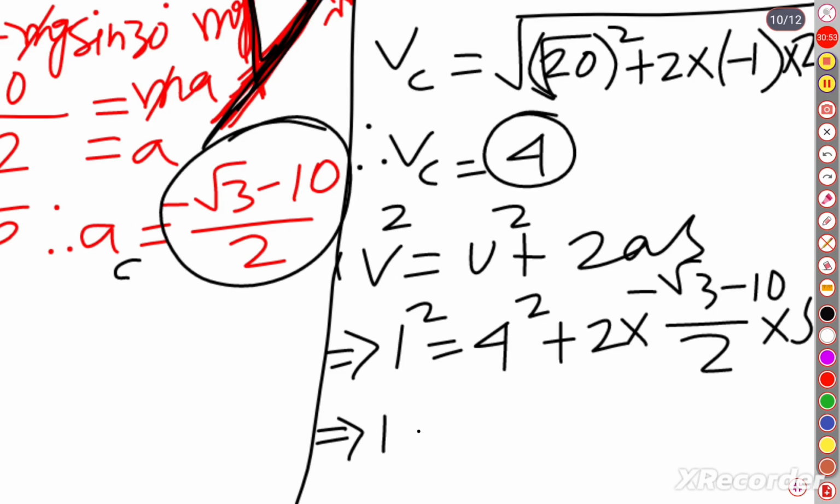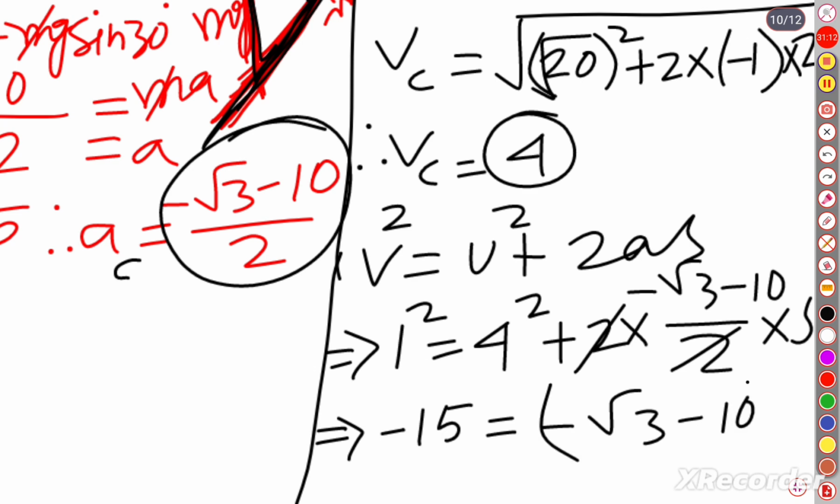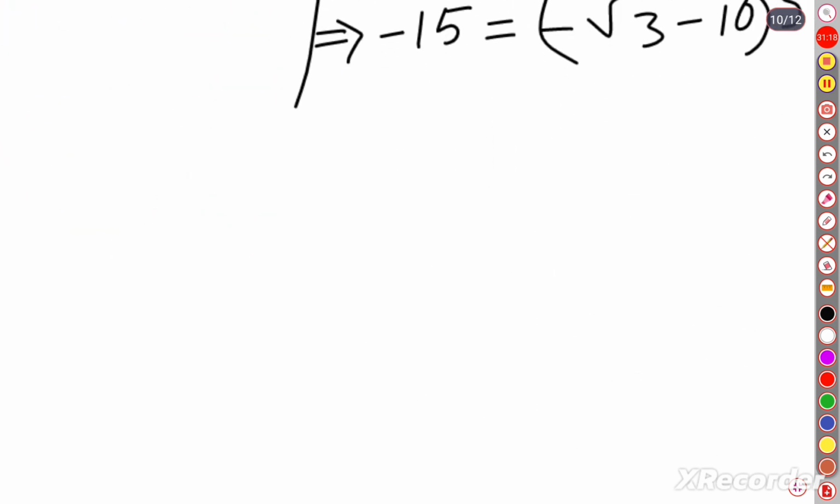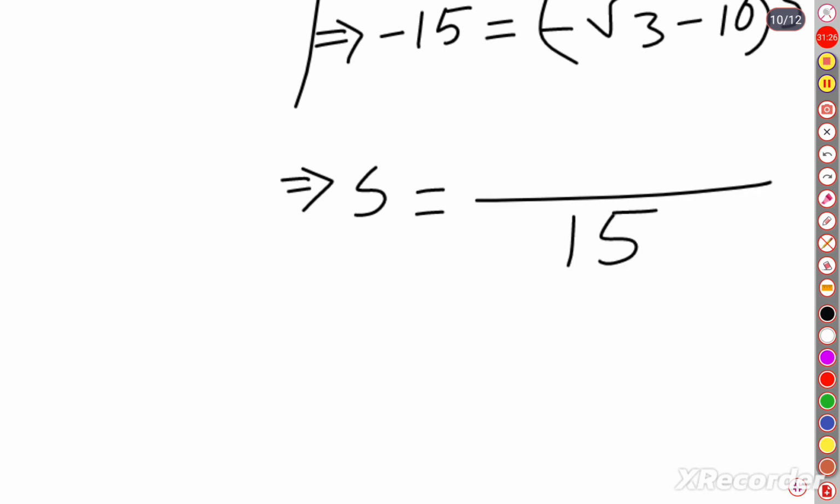Or 1 minus 4 square means 16, isn't it? So it is going to be actually negative 15. Let me write it directly. So negative 15 is equal to, if these two dissolve, negative root over 3 minus 10 into s. Okay, so let me write just below this. If we isolate s, it is equal to 15. If we dissolve all of the negative symbols, it is going to be root over 3 plus 10.